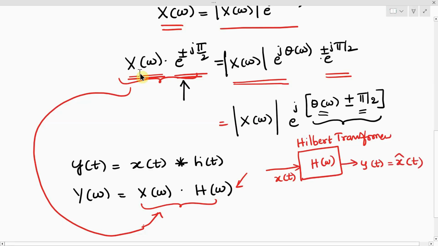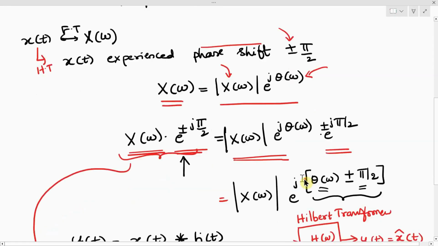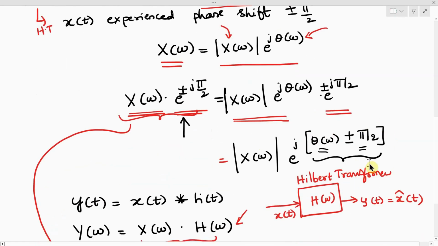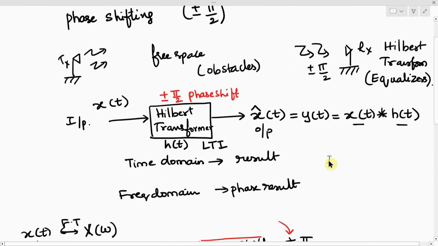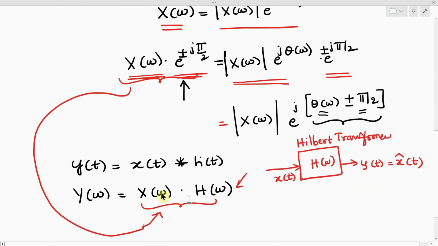So that is how. All this, there is no need to write in the examination. This is only for your understanding, like how we can explain the concept of phase shift in the frequency domain. Input spectrum multiplied with e power of plus or minus j pi by 2 results in a shift in phase by plus or minus pi by 2. And that function should be performed by the Hilbert transform. That's why, comparing these two, H of omega takes the definition of e power of plus or minus j pi by 2.